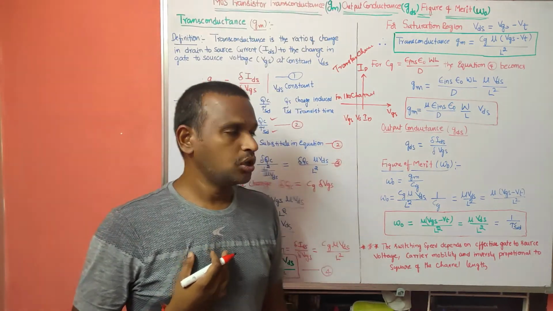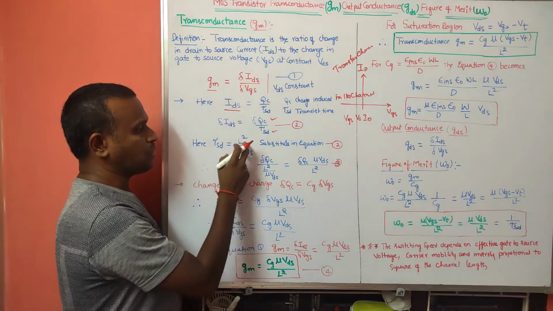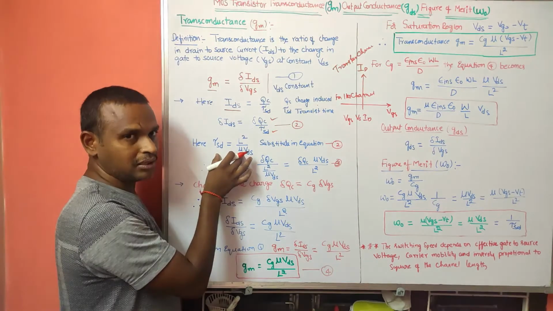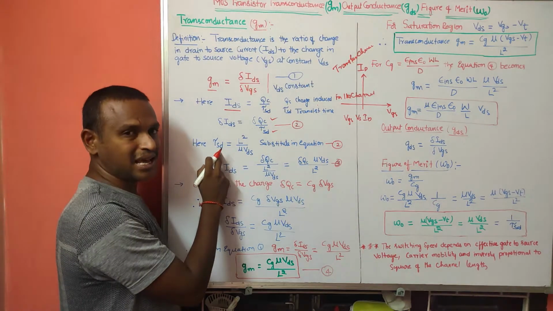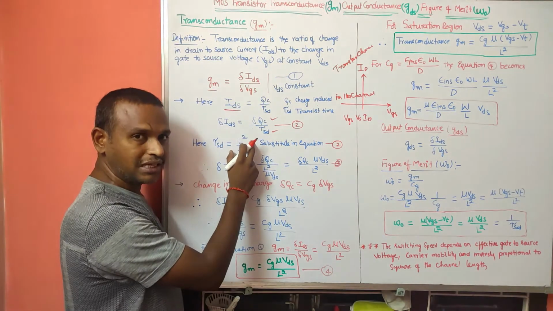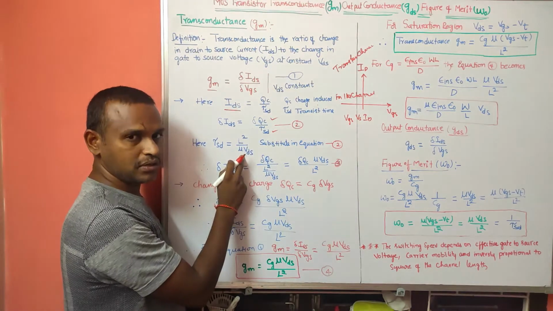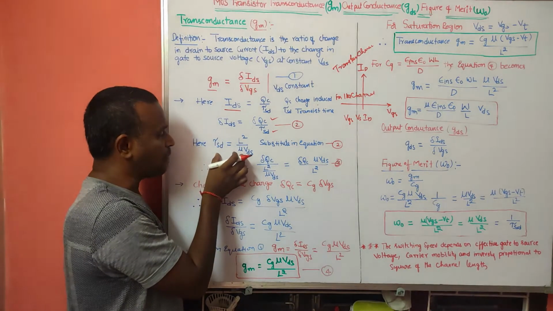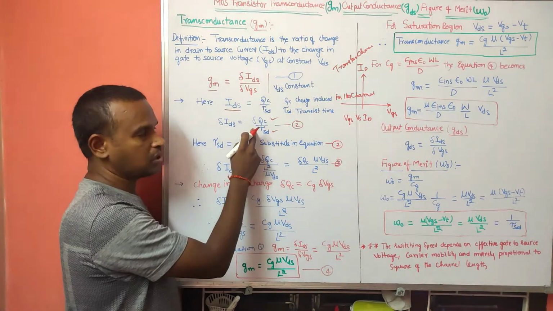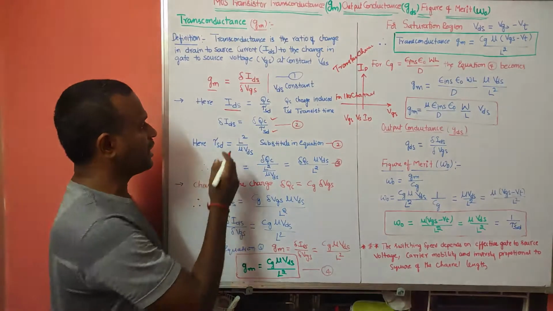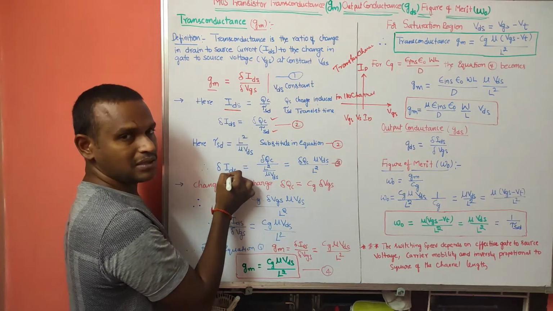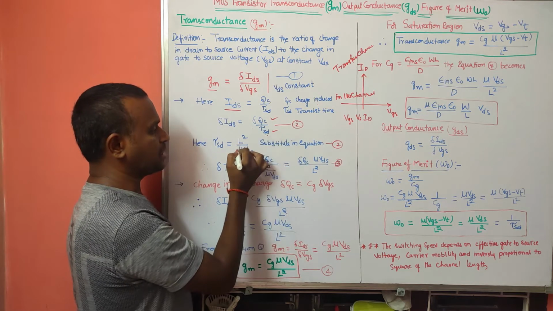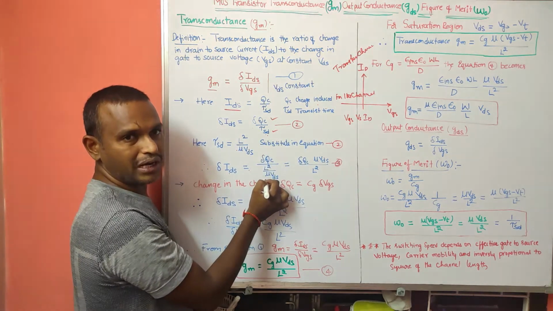That is nothing but tau ST is equal to L square by mu VDS. We already calculated this in the previous discussion. The transit time is equal to the square of the length of the channel by mu VDS. If I substitute this in this equation, I will get delta IDS is equal to delta QC by tau ST, and tau ST is nothing but L square by mu VDS.